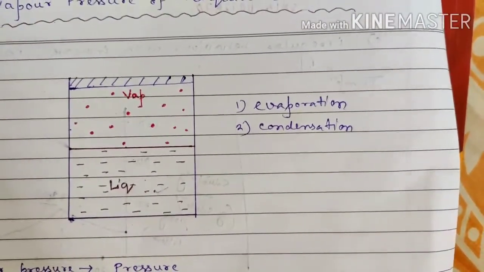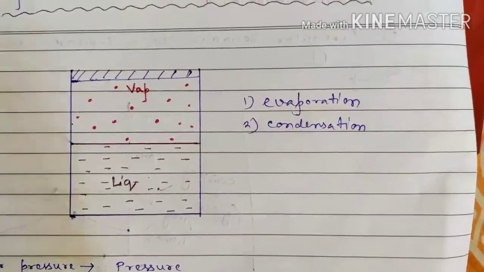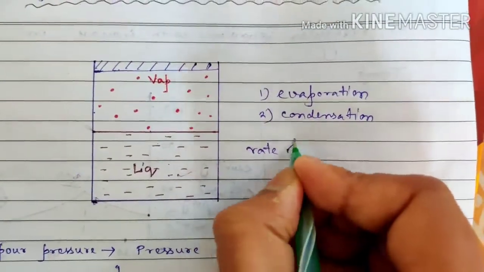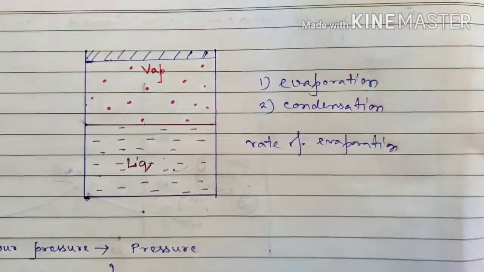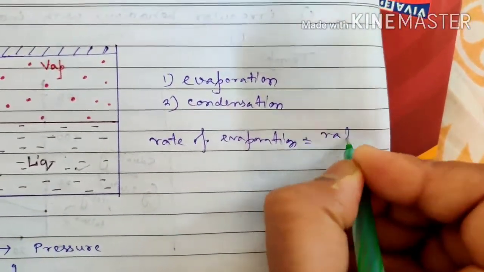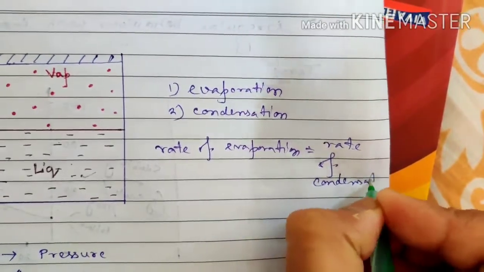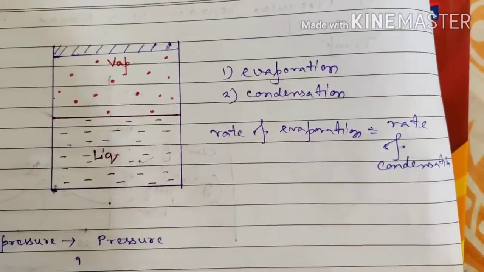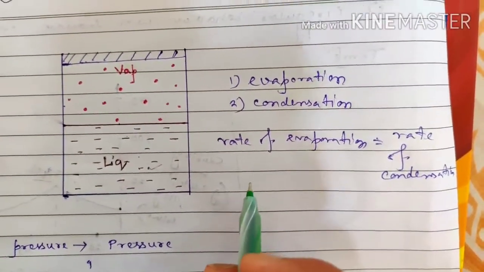Obviously, ultimately a stage will be reached when the rate of evaporation will become equal to the rate of condensation. So here we can say the rate of evaporation will be equal to the rate of condensation at some point of time. When this rate is the same, we can say equilibrium is reached.